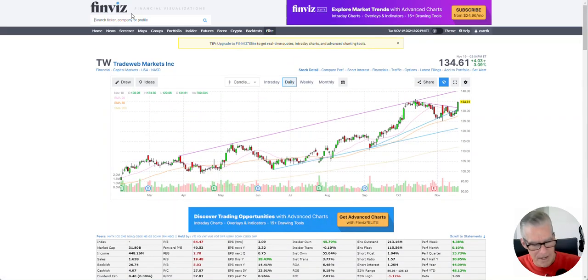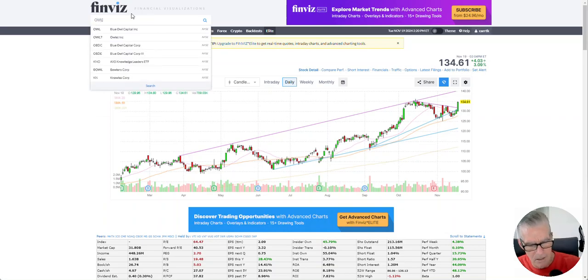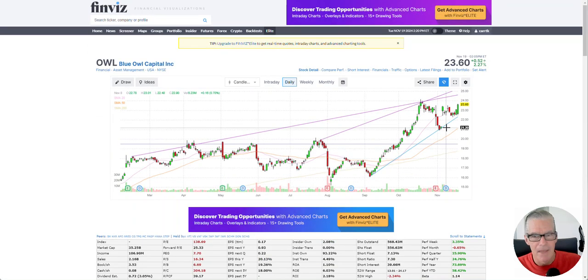And then they also added OWL, O-W-L, same asset management firm. Here you've got sort of a triangular bottom, consolidation top. You can draw a line right across the tops of those pivot highs there, and then you have the breakout move today. And they added OWL, they added TW, and I'm thinking, you know what?